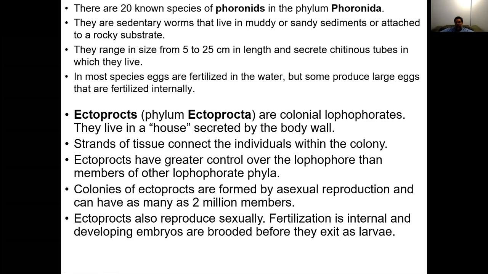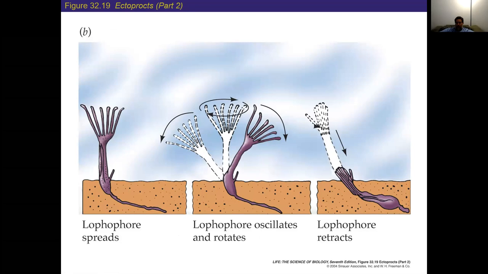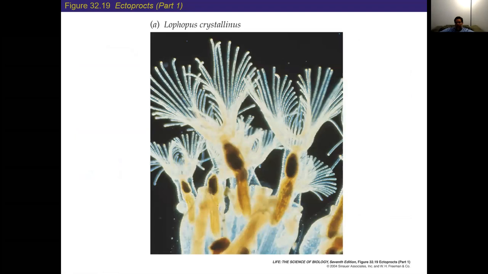sexually. Fertilization is internal, with developing embryos that are brooded before they exit as larvae. So again, it's just a lot of weird animals that we don't encounter much in our lives. So here is an ectoproct, and you can see their little chitinous tube sticking out. They can go in and out of this tube, and then they just spend time filter feeding and bringing food through their lophophore, which is that U-shaped structure.